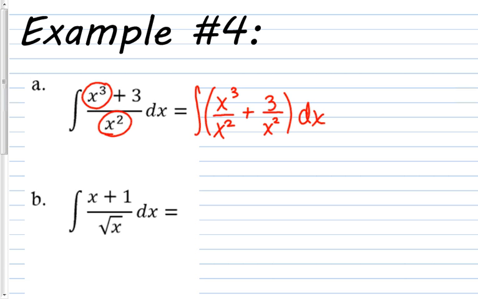Parentheses dx. Okay, so I've rewritten it by splitting up the fractions. So the x cubed divided by x squared leaves behind 1 little x. And then the 3 over x squared, sorry, I can write as 3x to the negative 2 power. And now I'm ready to integrate.